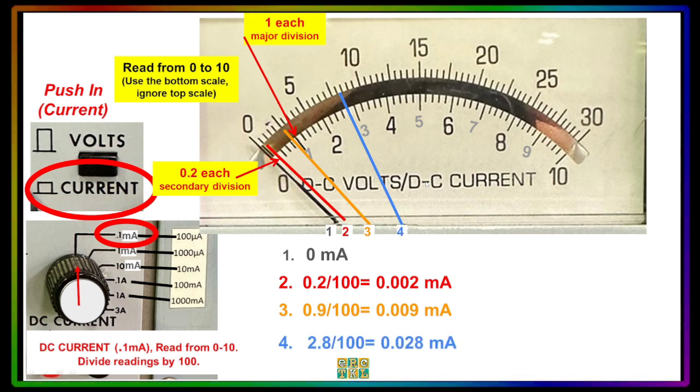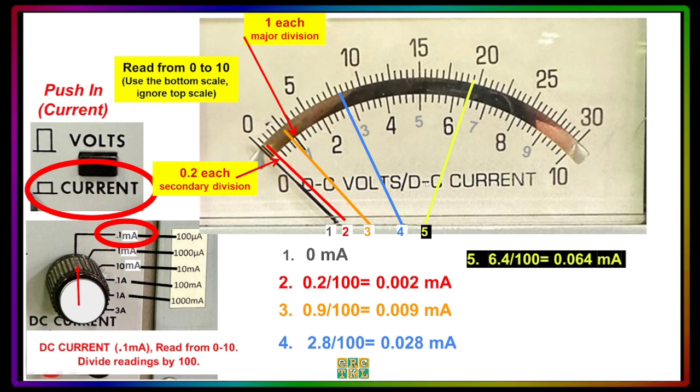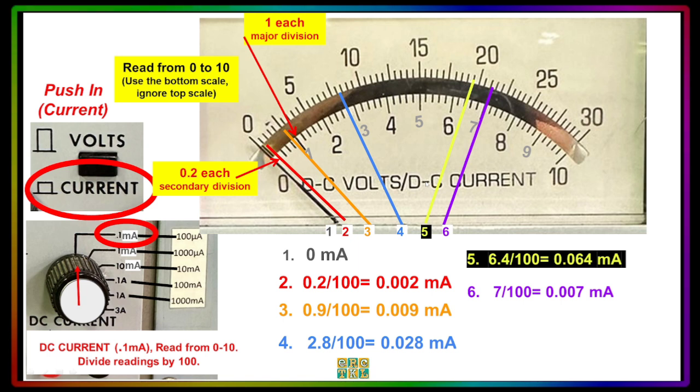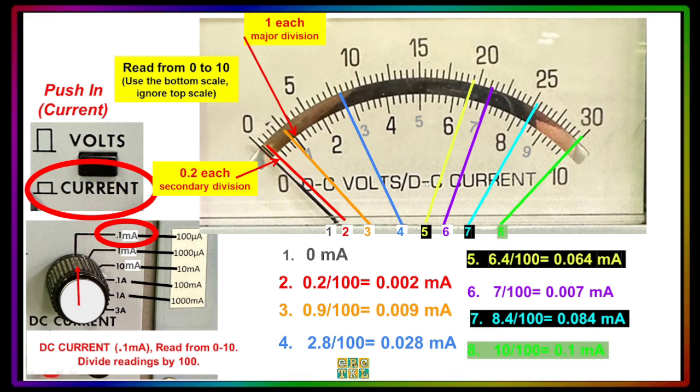We will get 2.8 divided by 100, 0.028 milliamperes for number 4. For number 5, it will be 6.4 over 100, 0.064 milliampere. We have number 6, 7 divided by 100, 0.007 milliampere. We have number 7, which is 8.4 divided by 100, 0.084 milliamperes. And the last one will be 10 divided by 100. That will be 0.1, which is again exactly the same with the 0.1 milliamperes that you see here in the limit.